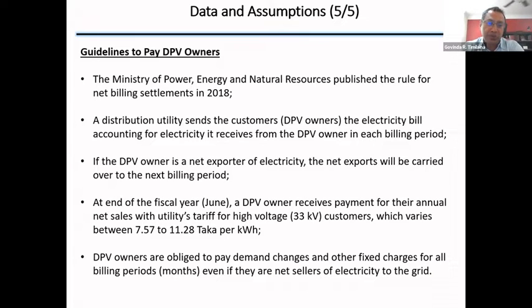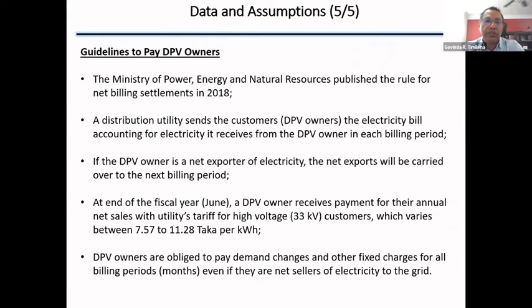But at the end of the fiscal year, which is June, a DPV owner receives payment for the annual net sales using the utility's tariff for high voltage, 33 kilovolt, which varies between 7.57 and 11.28 local currency per kilowatt hour. The DPV owners are obliged to pay demand charges and other fixed charges for all billing periods, even if they are net sellers of electricity to the grid.